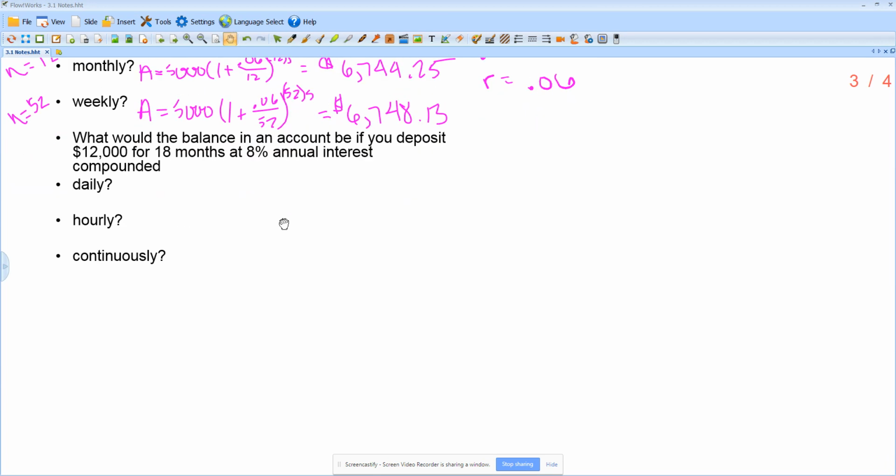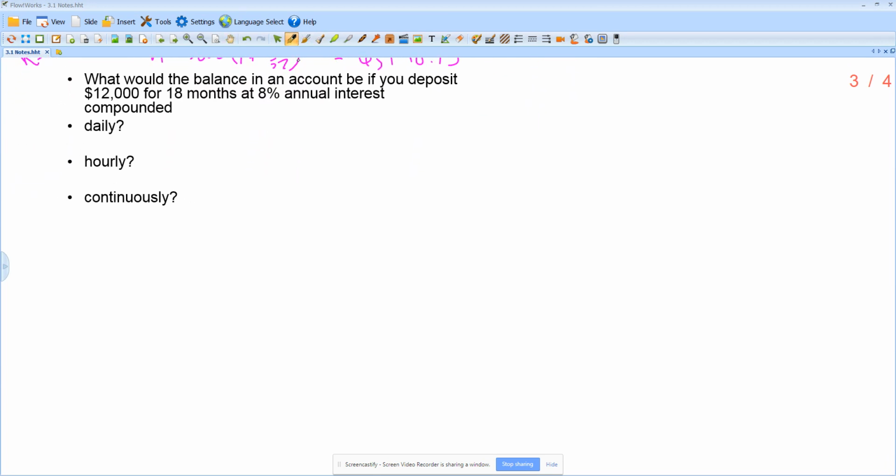So let's talk about a little bit more growth decay type stuff. What would the balance be in an account if you deposited $12,000? So I'm depositing $12,000 for 18 months. Now, 18 months, I need to think of this in terms of years. 18 months is 1.5 years. And at a rate of 0.08 or 8%.